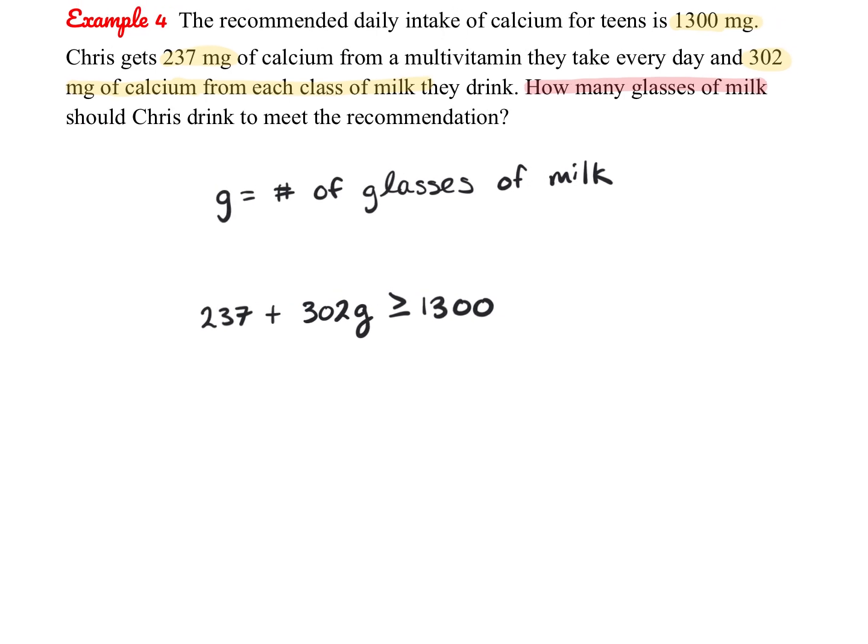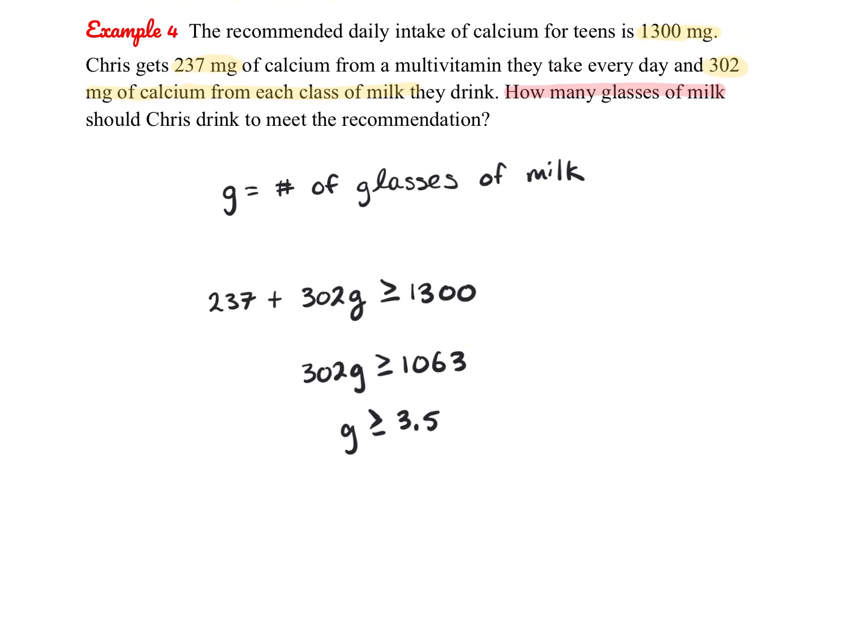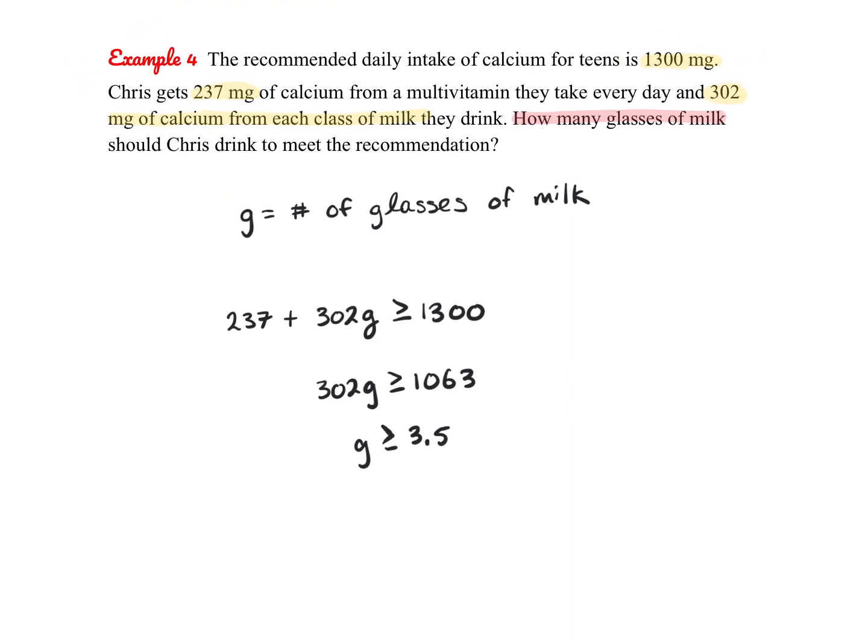So we could say 302 G is greater than or equal to 1,063, and then G is greater than or equal to 3.5. So we can interpret what this means, and it would really be 3.52 if I'm rounding a little bit farther out. So this means that essentially Chris needs to drink a little more than 3.5 glasses.